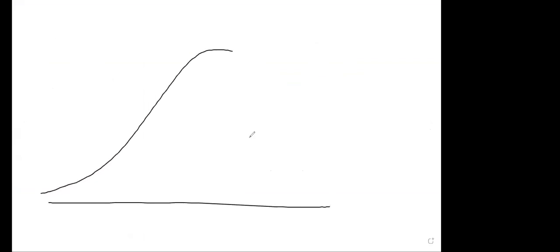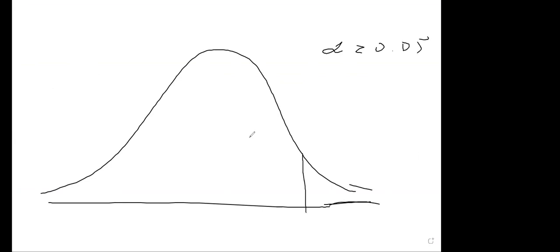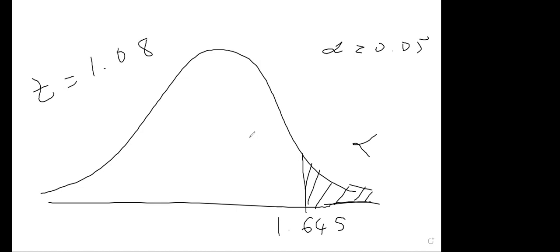So I'm going back to the example for the Z test. Alpha was 0.05. The critical value will be, this is alpha, and the critical value is the value of Z, which is here. This is the critical value. Now the test value, we found it to be 1.08. So we compare it to 1.64 and it is less than 1.64. So that means it is somewhere here. So the test value is not in the critical region.